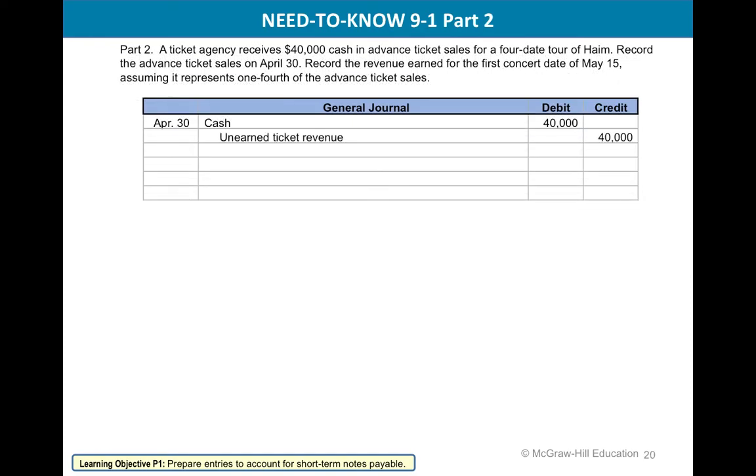Okay, advanced ticket sales. Remember, when you first get cash in advance for ticket sales, you want to increase cash with a debit. You want to credit unearned revenue because now it means you owe it. And of course, when you start earning it, you want to decrease the unearned revenue and credit the ticket revenue because you've actually earned it.